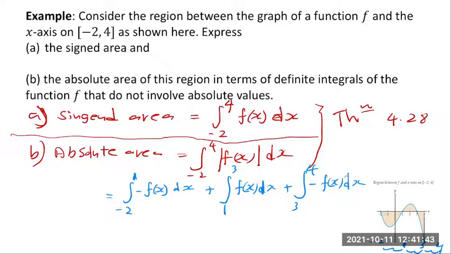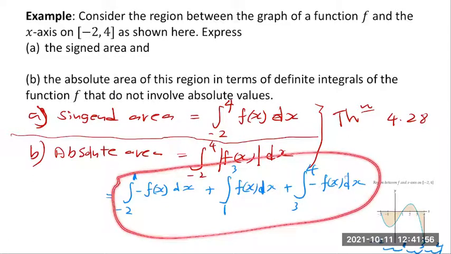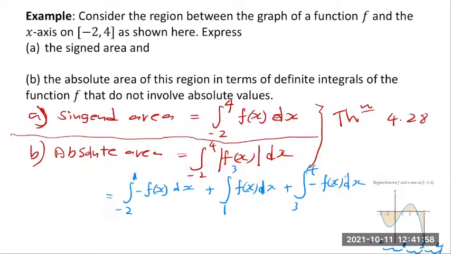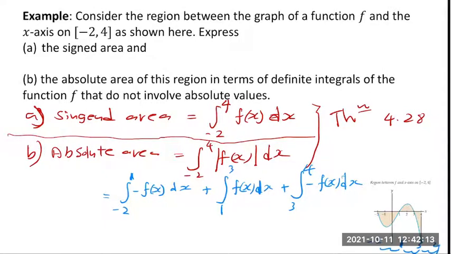Why is it the absolute value? Your f of x is negative, and this negative sign will make it positive. You take the same function value with a positive magnitude. All right, so now this integral will give you the absolute area. As you can see, this integral does not contain any absolute values. See, there is no absolute value here, here, or here. You should be able to handle situations like this. All right, that completes that example. Let's move on.